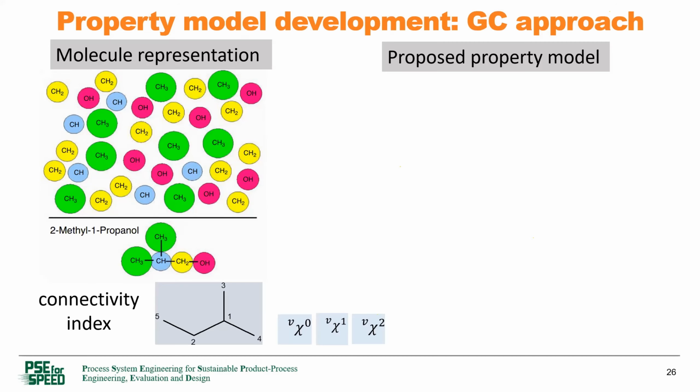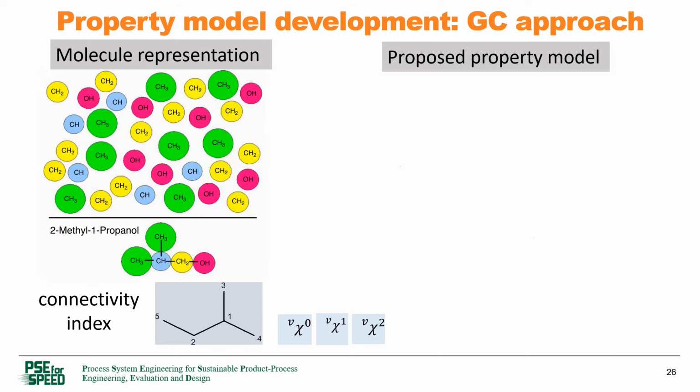If a group is missing, in some cases, we can also use the connectivity index, that is the bonds that connect different atoms. Those indices can be of 0 order, 1st order, 2nd order. So these are also our descriptors to represent the molecular structure.